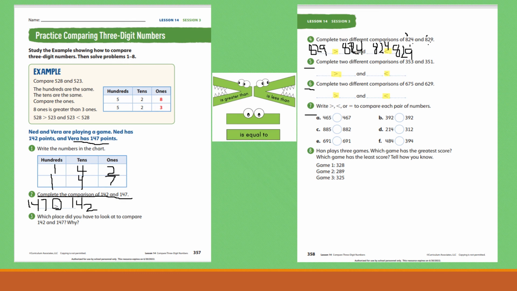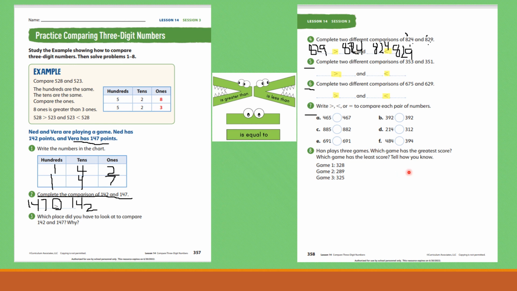You're going to do number 8, but I'm going to explain number 8 to you. It says Hans plays 3 games. Which game has the greatest score? Which game has the least score? Tell how you know. All right. What do they want to know? Or what is this question about? It's about Hans playing 3 games, right?